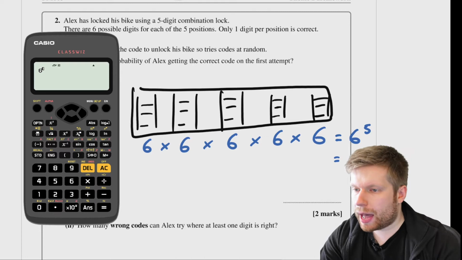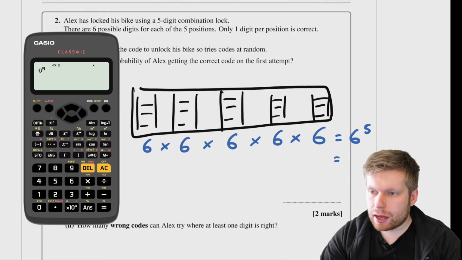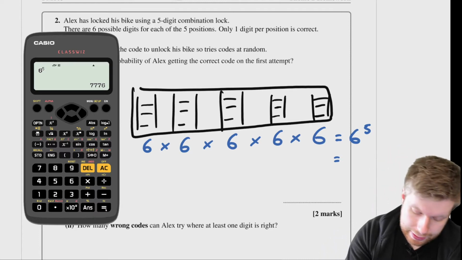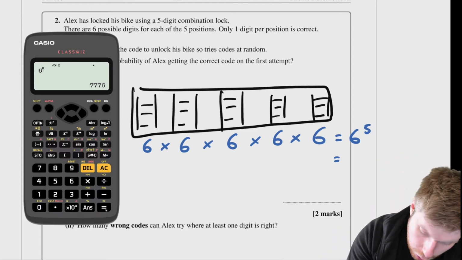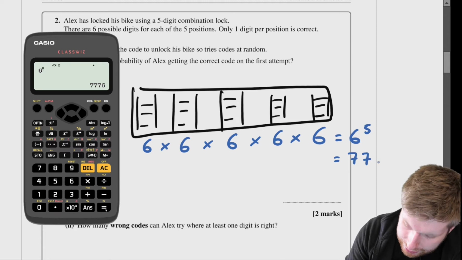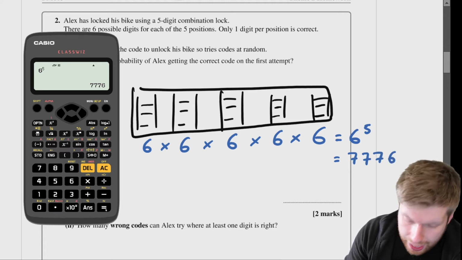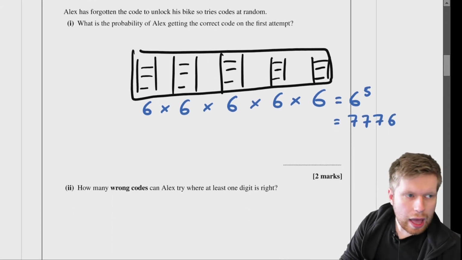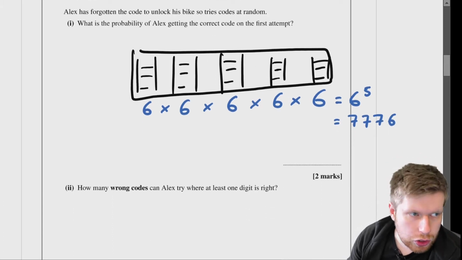So 6 to the power of 5, hit equals, and it brings me back 7,776. So in other words, the total number of possible combinations is 7,776. All right, fantastic. So that's how many codes there are in total.